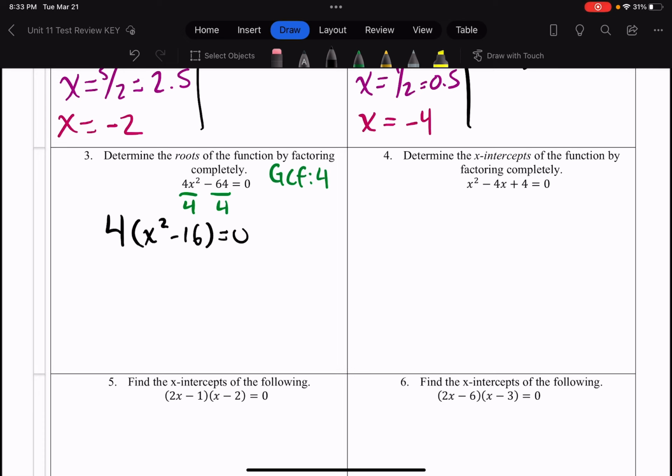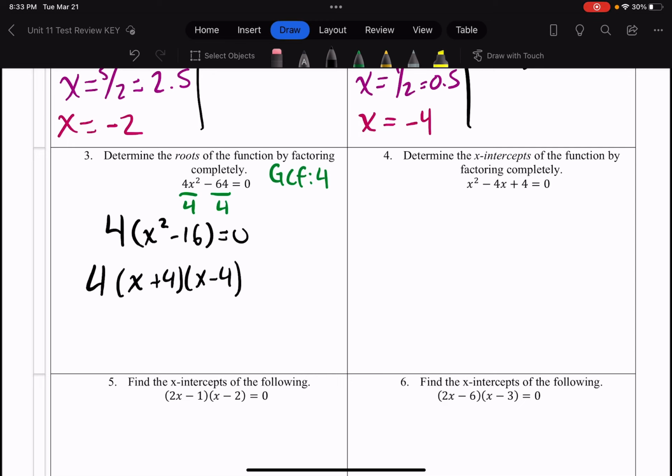And now I can factor this x squared minus 16 because it is a difference of 2 squares. So I'm missing that middle term b. But I know x squared is a perfect square, 16 is a perfect square. So my factored form here is going to be 4 multiplied by x plus 4 and x minus 4. Because once again, that 16 is going to break down to 4 times 4. X squared breaks down to x times x.